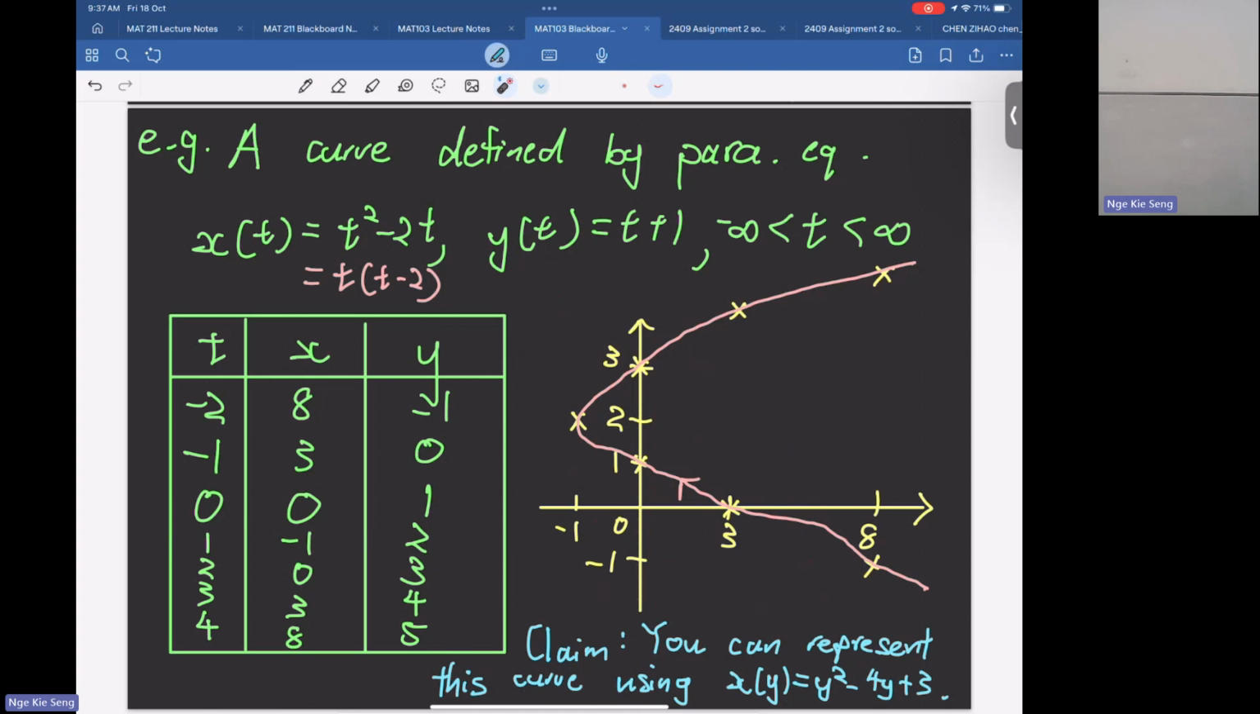So you substitute, right? Using t. You're using t to substitute. So how to do it? Should we do it together? Or do you know how to do it? You can express t in terms of y, and then you just sub t equals to the expression of x.